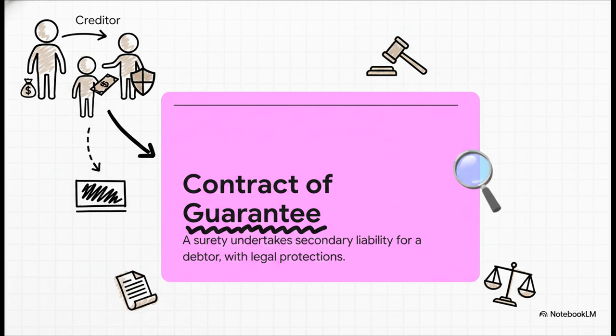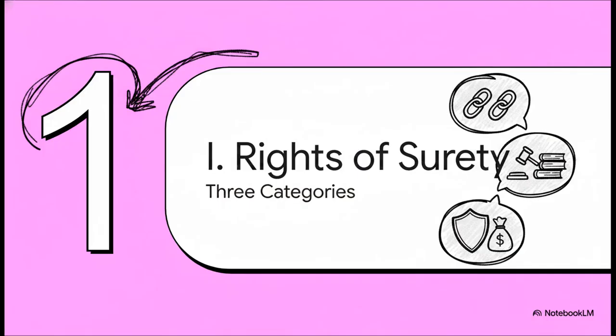But underline this specific phrase, secondary liability. The primary burden is always on the debtor. This is a very important concept to grasp right from the beginning. Now, move to the core of the answer. Start a fresh, bold heading in your exam scripts, Roman numeral 1, Rights of Surety. Under this heading, you must write that the rights are classified into three distinct categories based on who the right is exercised against.